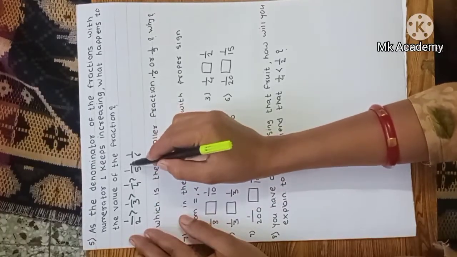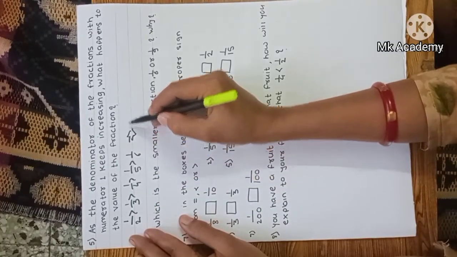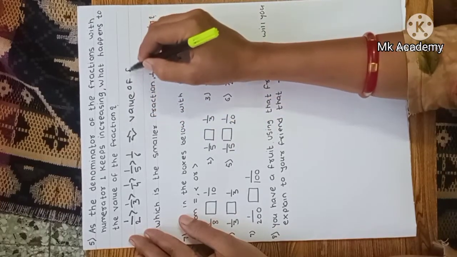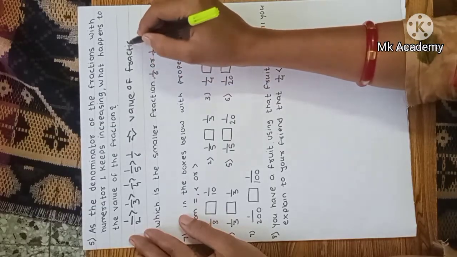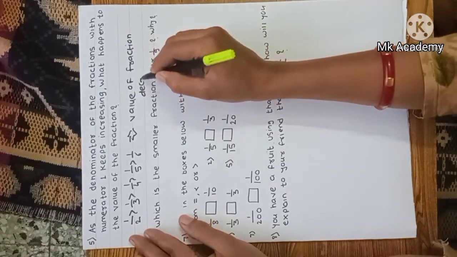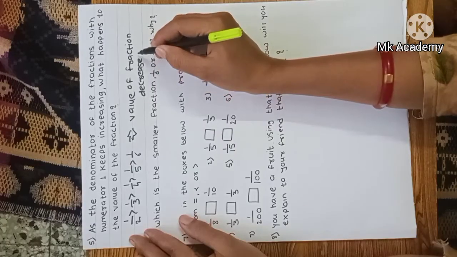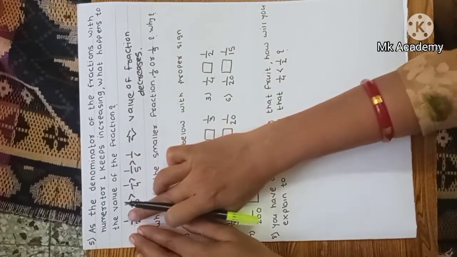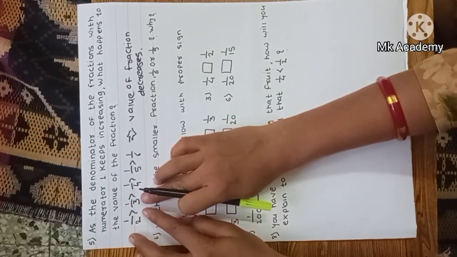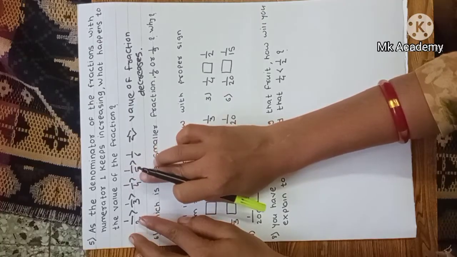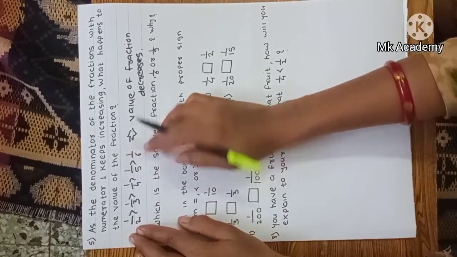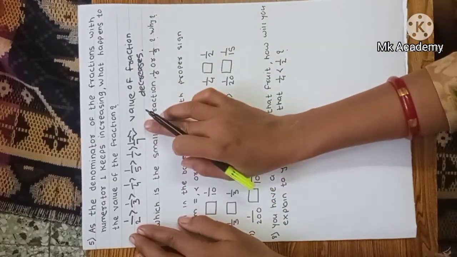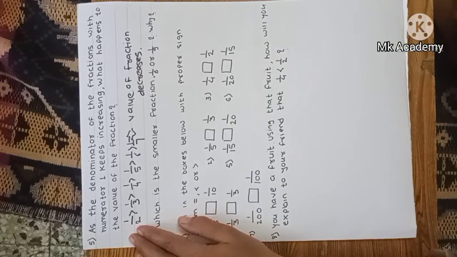The value of the fraction decreases. Understood? Means this 1/2 is bigger than 1/3. 1/3 is bigger than 1/4 and 1/4 is bigger than 1/5. 1/5 is bigger than 1/6. 1/6 is bigger than 1/7. Means as we increase the denominator, the value of the fraction decreases.